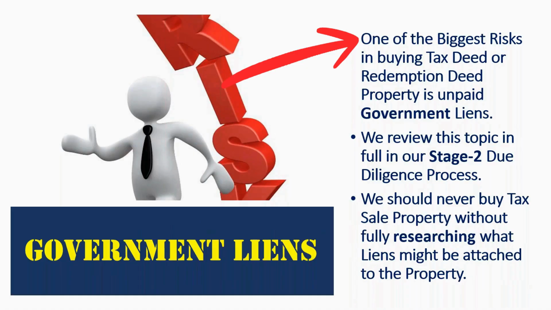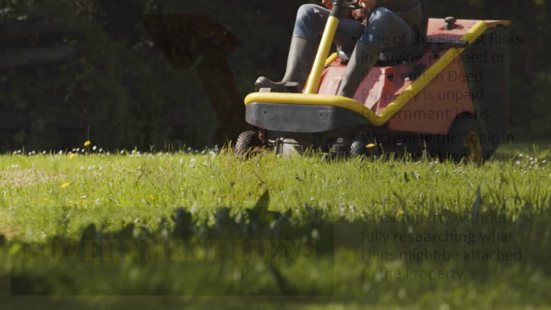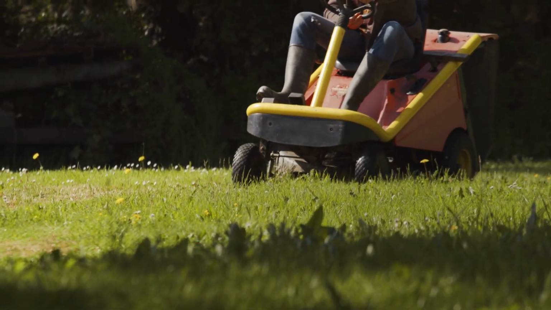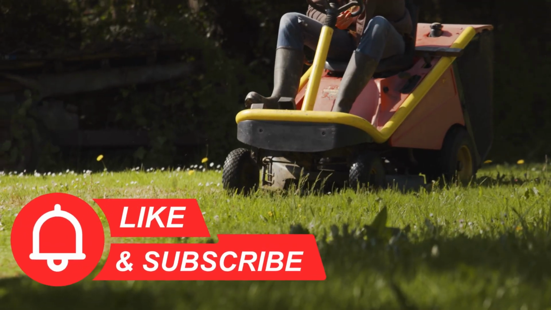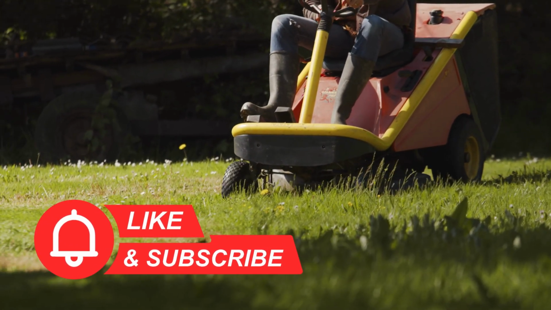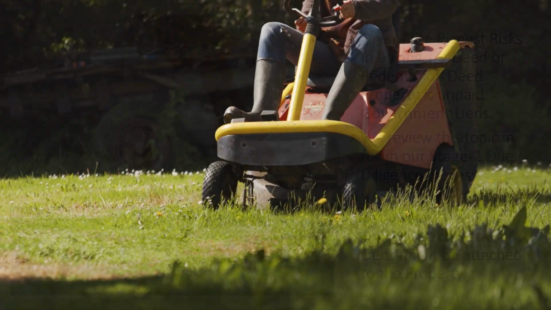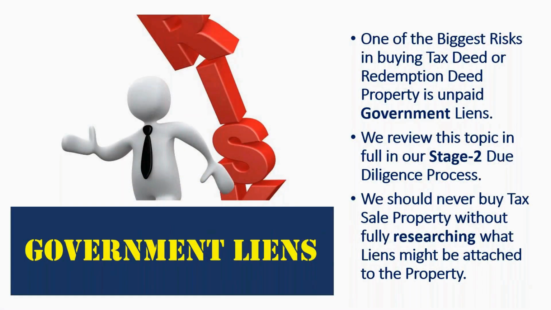It could be something like a tax lien against the property, but most commonly we run into liens against properties for things that need to be done, like cleanup work, or grass cutting, which is a very common lien that we run into. They're actually very common with tax sale properties. So one of the things we need to do to cover ourselves is know how to research and find those liens if they are attached to the property.